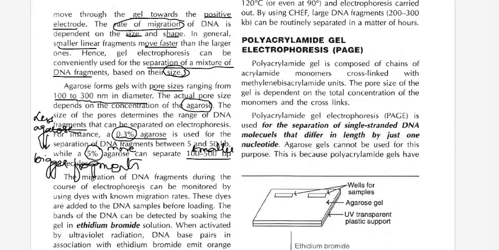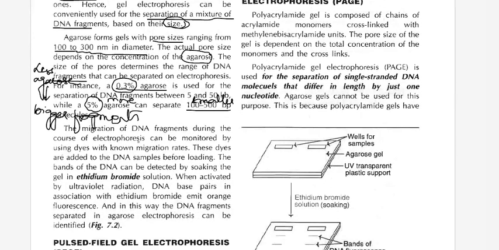The migration of DNA fragments can be monitored by using dyes. Since DNA is colorless, we have to put dyes before loading it into the well, to know whether it has migrated a certain distance or not. If you do not switch off the power supply after a certain period of time, all the DNA sample will be washed off. So we have to monitor how far the dye has traveled through the gel.